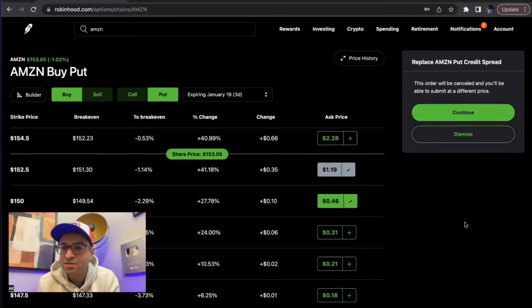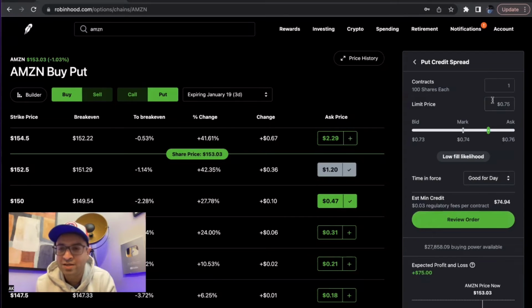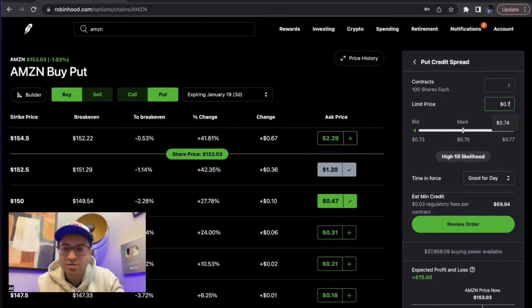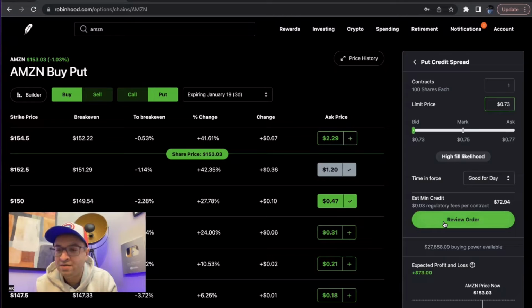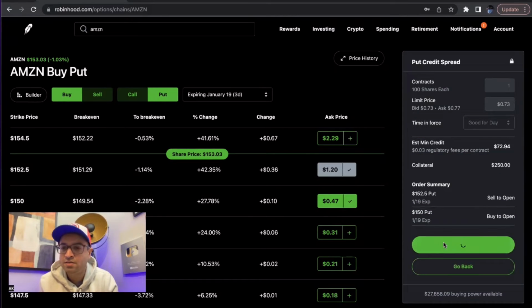All right, well, let's just change it to an even lower price, so make sure that it does execute. So you guys see the example, 0.73. We're just going to collect $73 in credit.